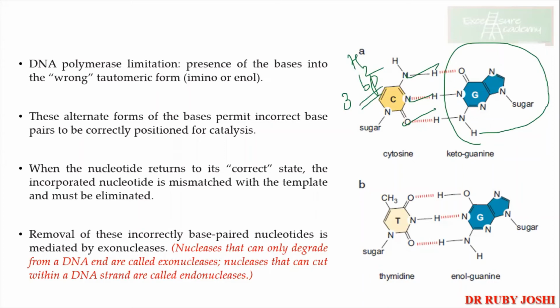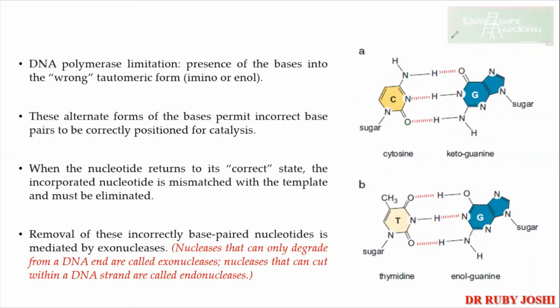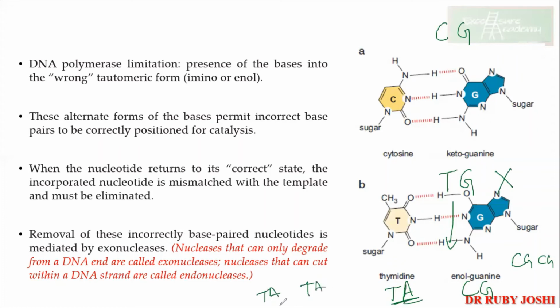Now, if instead of keto guanine you have enol guanine, what will happen? Here, instead of the double bond to O, you have the OH. Again, G's property is to form 3 hydrogen bonds. So instead of C, it is going to form 3 hydrogen bonds with T. Because of which, in the DNA, instead of having CG, I am going to have TG, which is wrong, right? So in the next round of replication I'm going to have TA and CG. In another replication, the CG will give me CG and CG, but this is going to give me TA and TA. So this DNA is carrying the mutation.